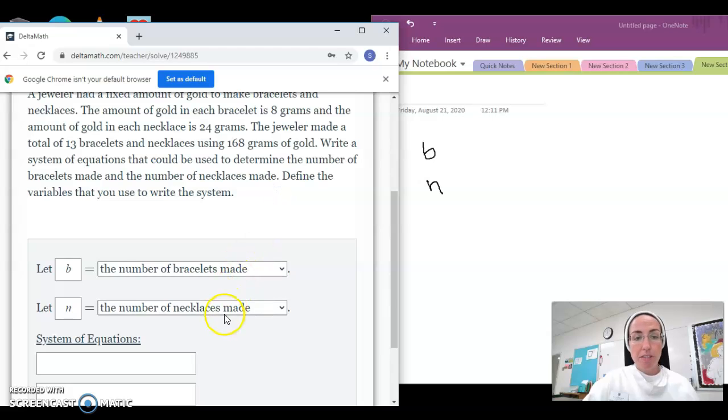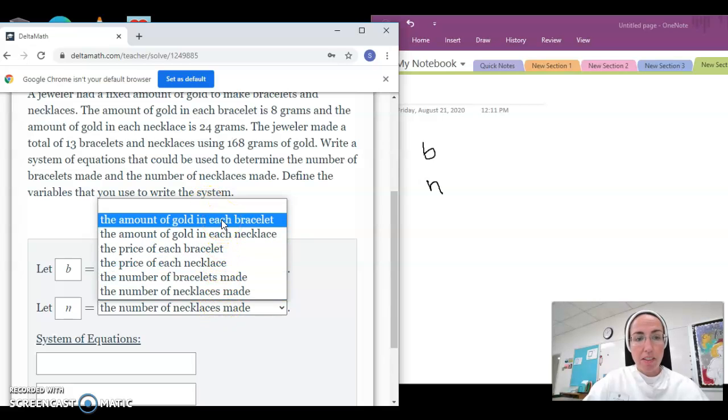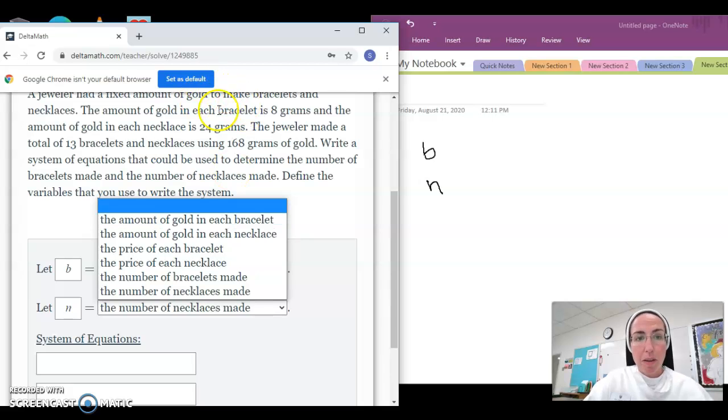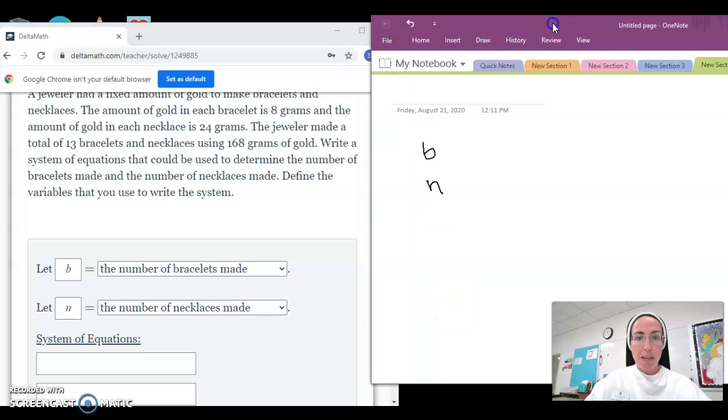We knew it wasn't any of these other options because actually we either don't need to know these or the amount is already given. Like we know it can't be the amount of gold because we already know the amount of gold is 8 grams. Okay, so then we make a system of equations.